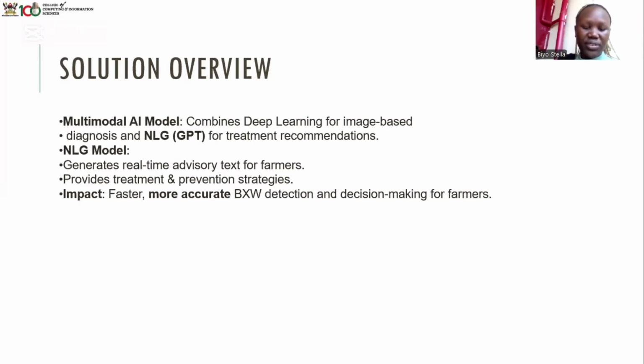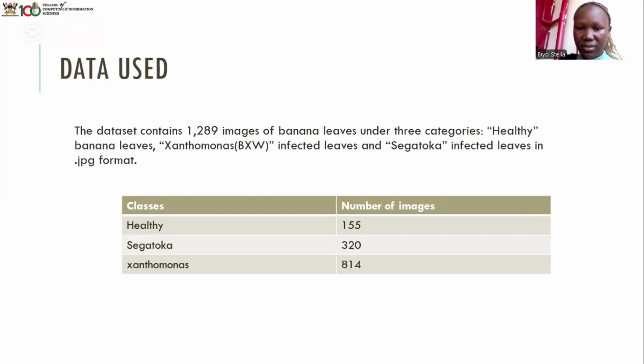The solution overview is a multimodal AI model that combines deep learning for image-based diagnosis and NLG for treatment recommendations. This natural language generator model generates real-time advisory text for the farmers, basing on the input, then provides treatments and prevention strategies. The impact is faster, more accurate detection and decision making for farmers.